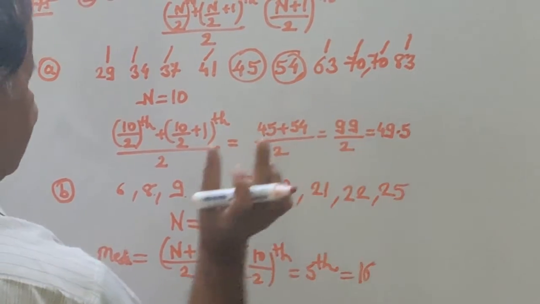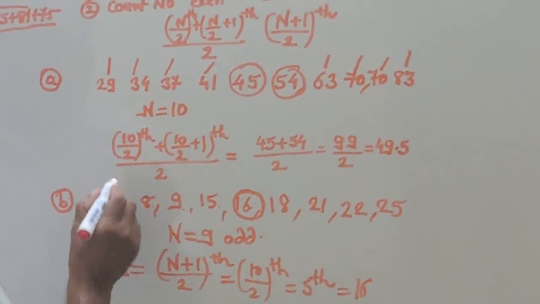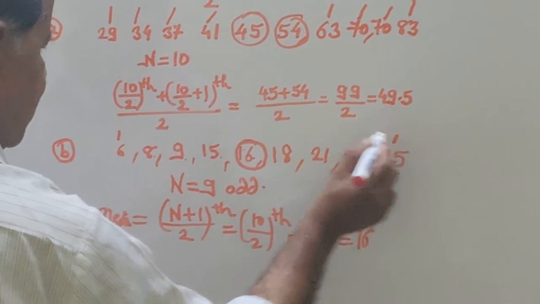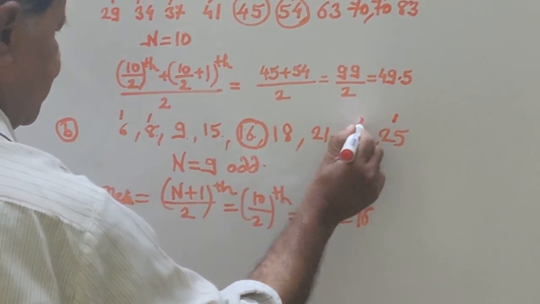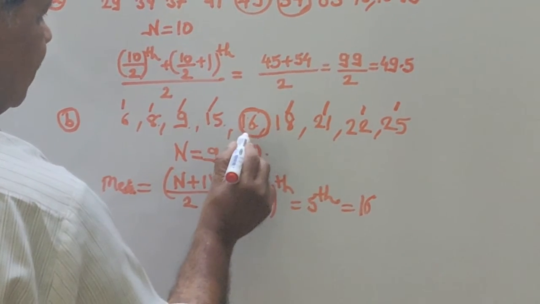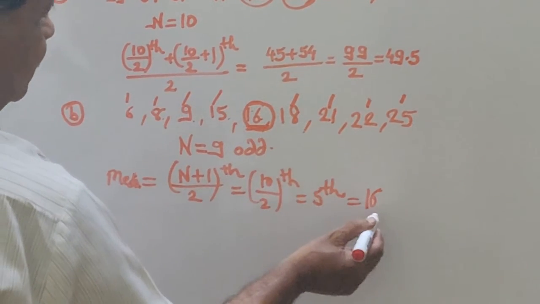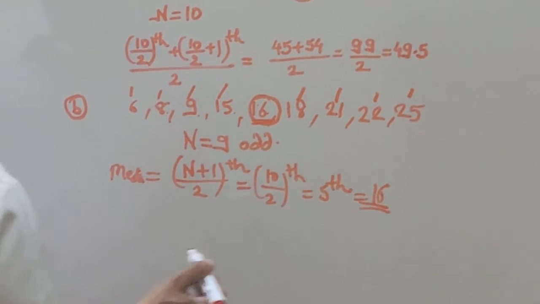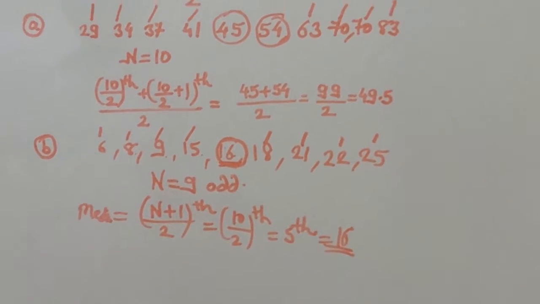Get the answer. Okay. In this one, this will get cancelled with this. Okay. Now this will get cancelled with this. This will get cancelled with this. This will get cancelled with this. Only one term is remaining. And this is my answer. This is the shortcut way to find the median of the given data.